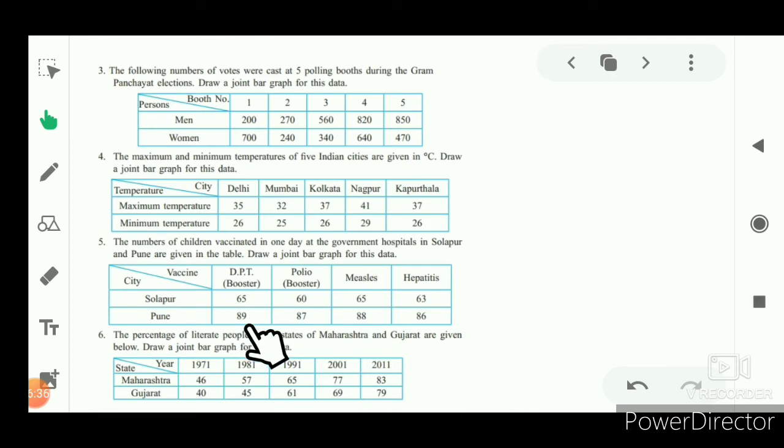Now let's see the next question, that is question number 6. The percentage of literate people in the state of Maharashtra and Gujarat are given here. We have to draw the joint bar graph for this data.